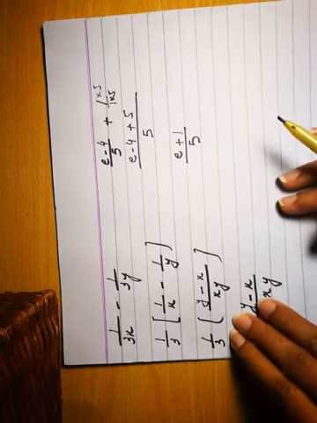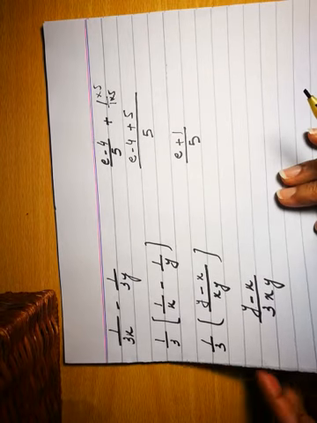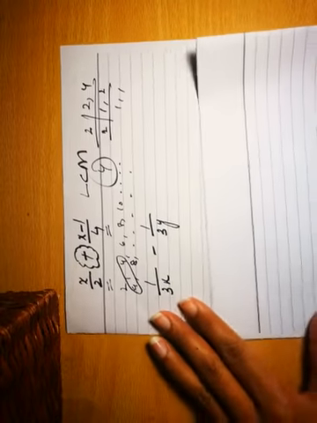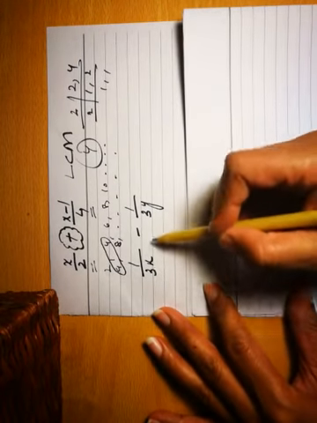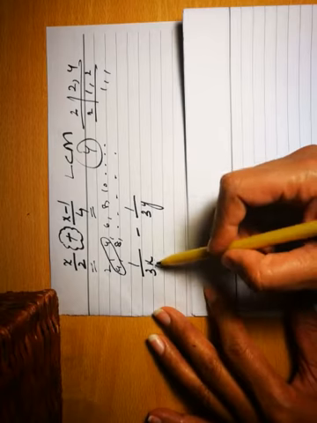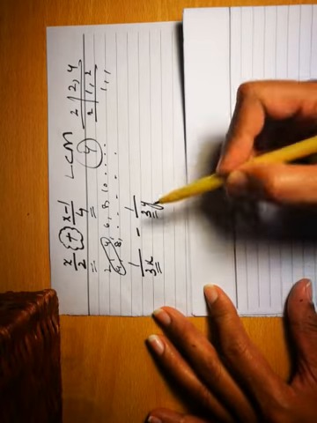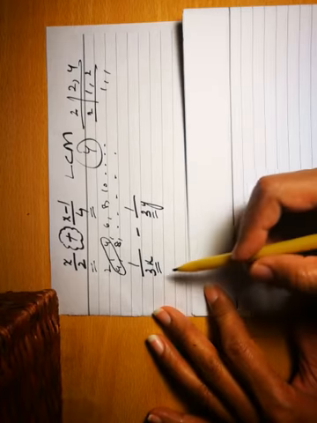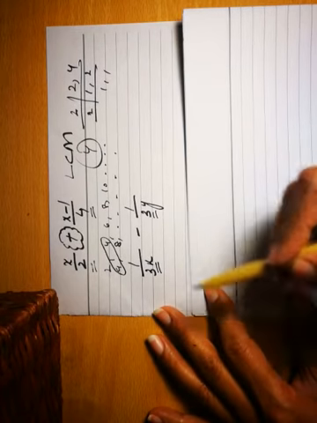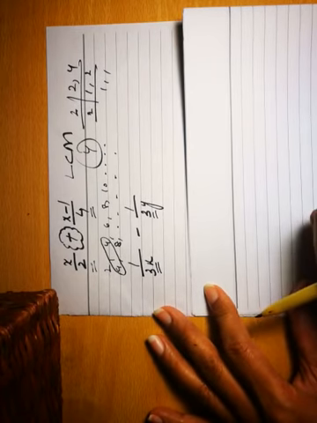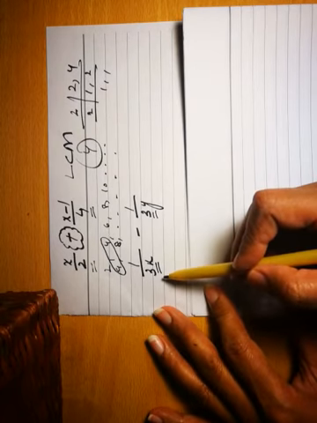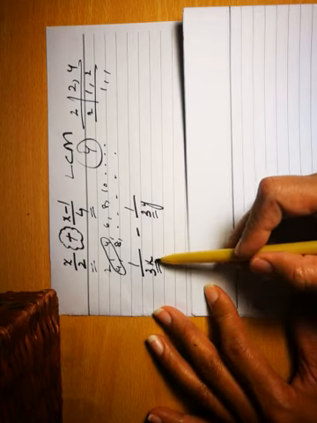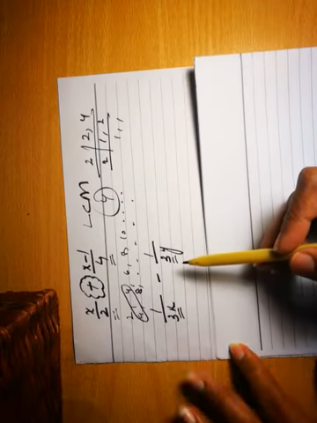If I am having a question 1 over 3x minus 1 over 3y, what will happen? Before you start, you're going to see that the denominators have a common number, that is 3. What is the best way to do it? You're going to take 1 over 3 common. If you take 1 over 3 common, you are left with less calculation. So 1 over x minus 1 over y will be left.